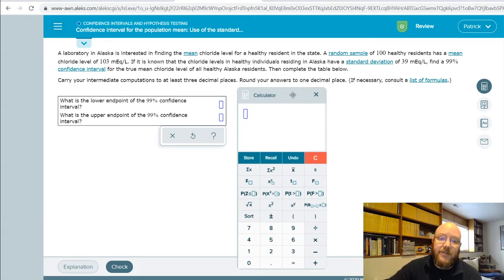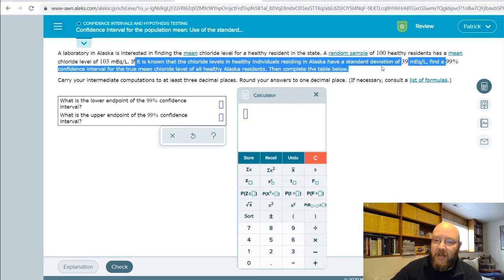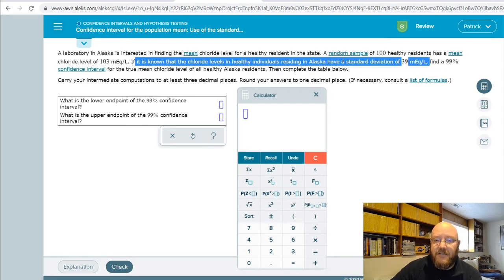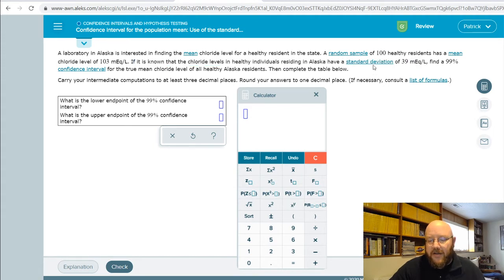That's the first thing you always have to check in these problems: whether or not you know the population standard deviation. It'll say that somewhere in the problem. Sometimes it won't refer to it directly as the population standard deviation, but in this one, for example, we're studying everybody in Alaska, and so we know that everybody in Alaska has a standard deviation of whatever this is. You can read the backstory if you want.